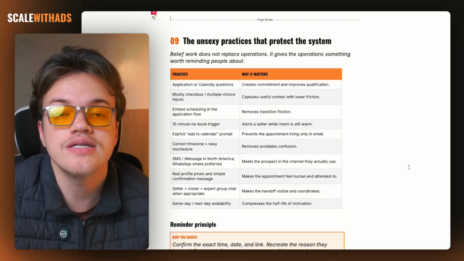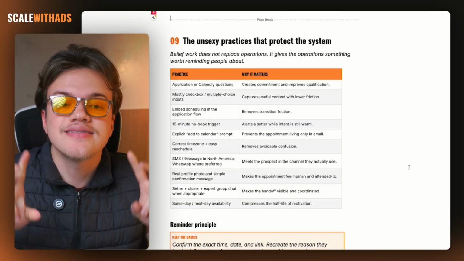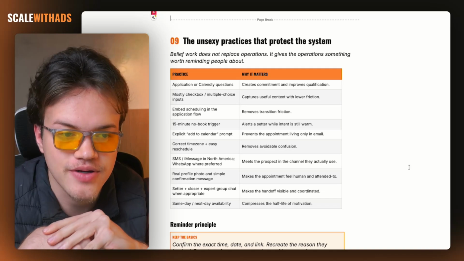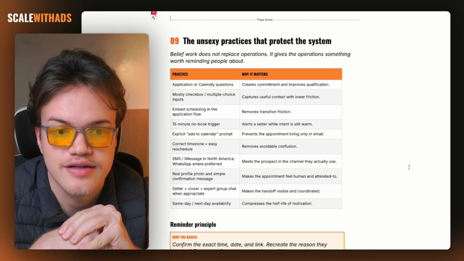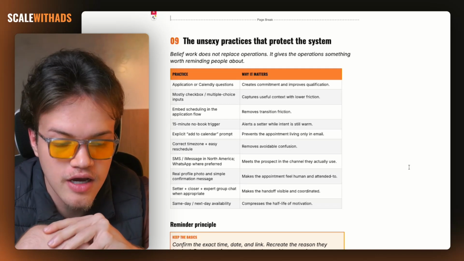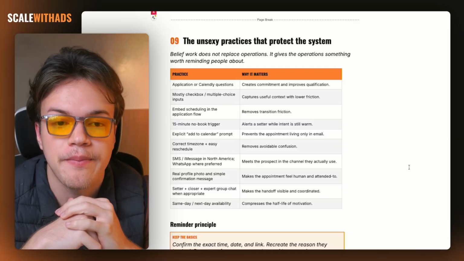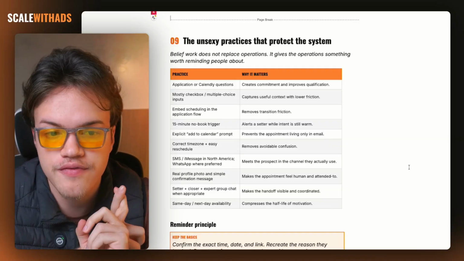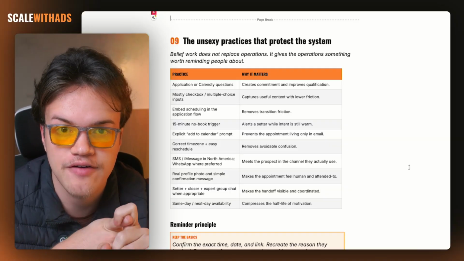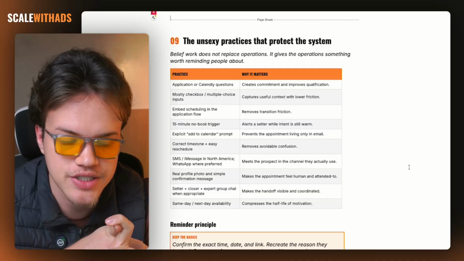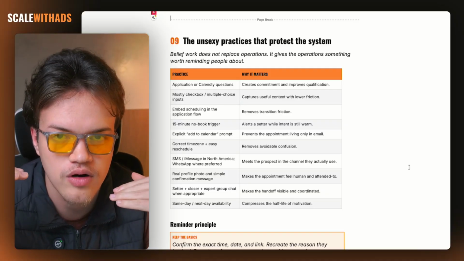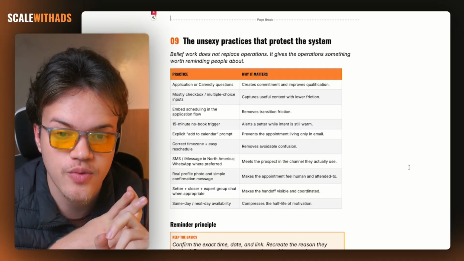Now, let's talk about the unsexy part, okay? Because this is not secret keys, secret techniques, but it's just about doing the basics correctly. So first off, you need to have questions in your Calendly, in your application. So again, you have a bit more friction, so they can answer those questions.